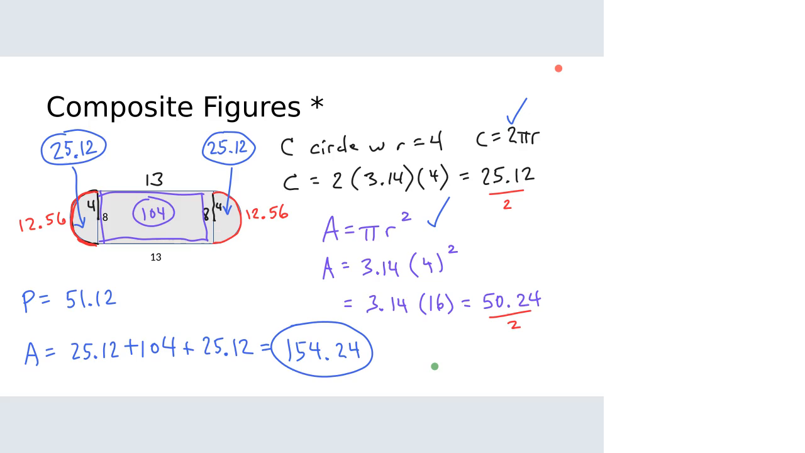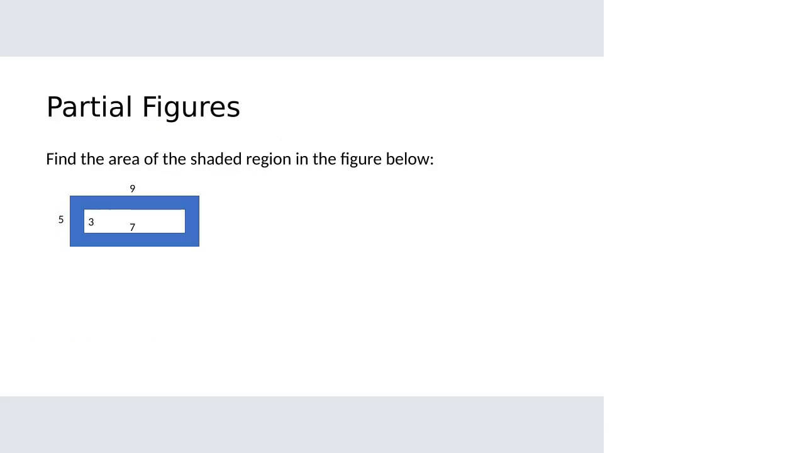Before we do a couple more, this next one's a little bit different. I'm gonna have you help me decide what to do. Okay. Find the area of the shaded region in the figure below. What that means is, what's the area of the blue part? So I don't want the area of the whole rectangle. I just want the area of this blue part right here.